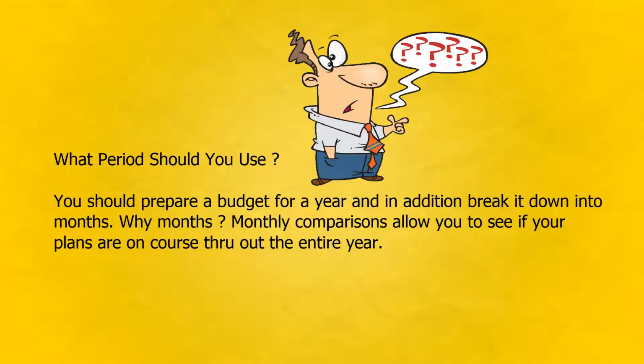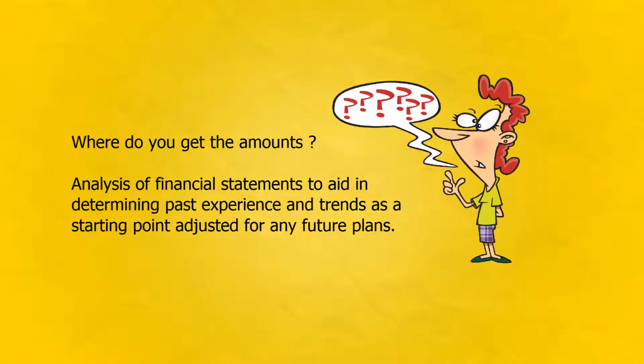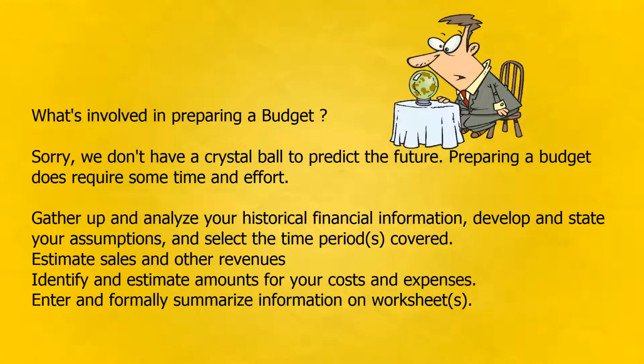What period should you use? You should prepare a budget for a year and in addition break it down into months. Why months? Monthly comparisons allow you to see if your plans are on course throughout the entire year. Where do you get the amounts? Analysis of financial statements to aid in determining past experience and trends as a starting point adjusted for any future plans.